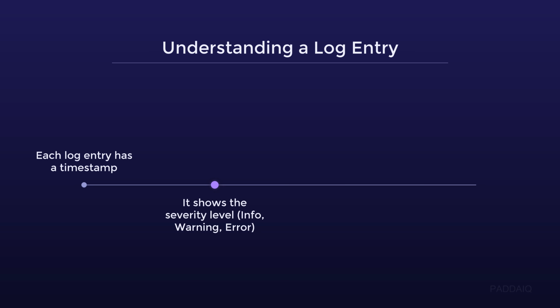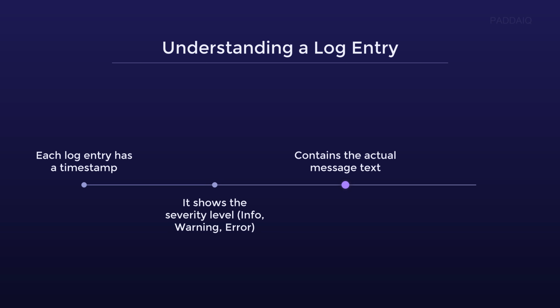It shows the severity level: info, warning, error. This indicates how critical the event is. For example, an info might log a successful user login, while an error would report a system failure. Understanding these levels helps you quickly identify and address the most important issues in your applications.